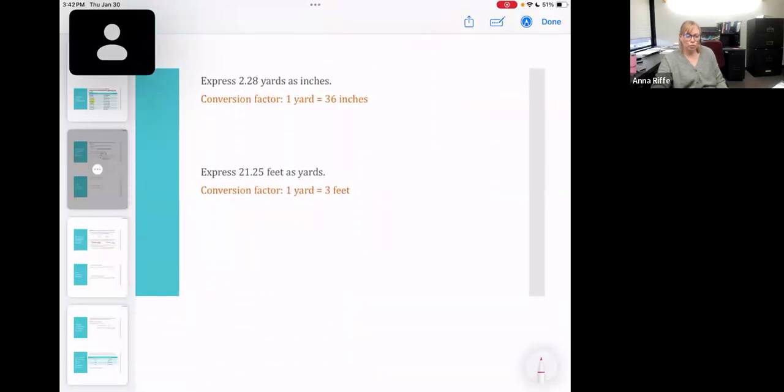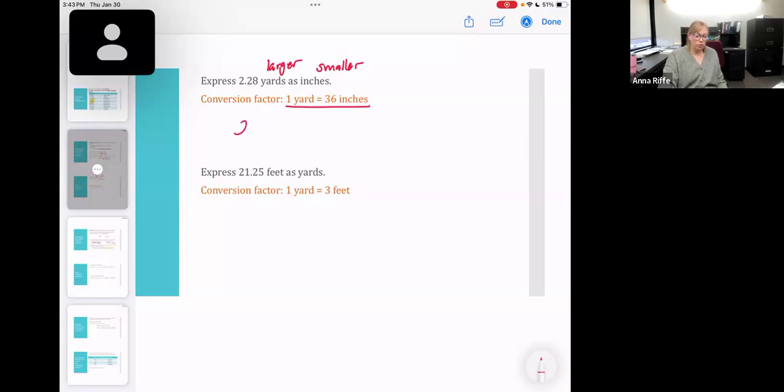Let's express 2.28 yards in inches, and we're given that the conversion factor is 1 yard is equal to 36 inches. We are going from a larger unit to a smaller unit. Therefore, we expect there to be a larger number as a result. There are more inches than there are yards in that 2.28 yards quantity.